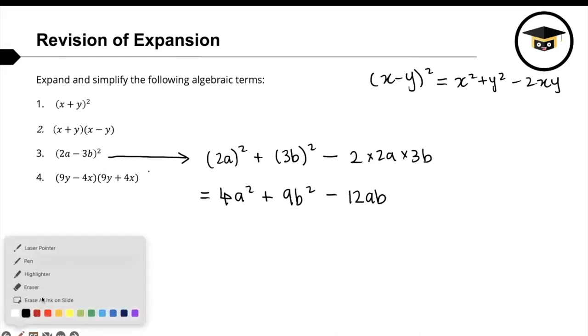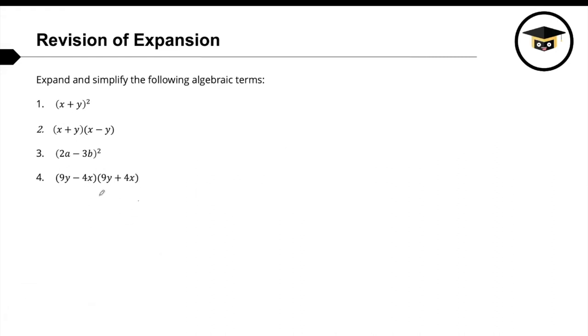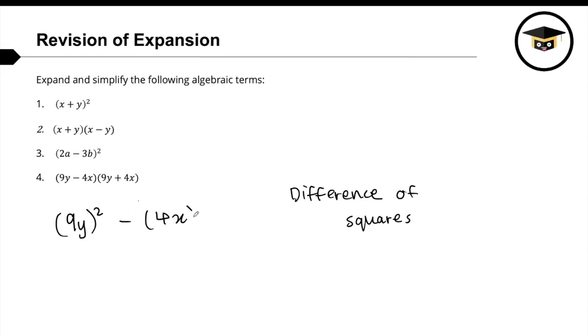And finally, if we look at question 4, this is very similar to question 2, except instead of an x, we have a 9y, and instead of a y, we have a 4x. So it's really just something minus something times something plus something. We should be thinking difference of squares, and that means we want to be looking at the first thing all squared minus the second thing all squared.